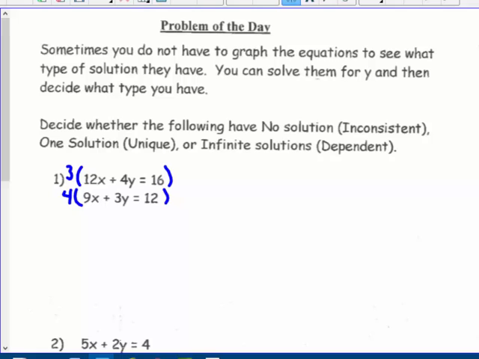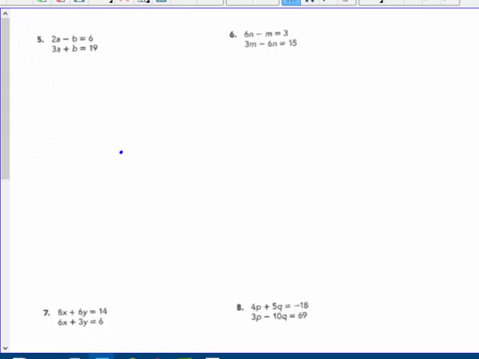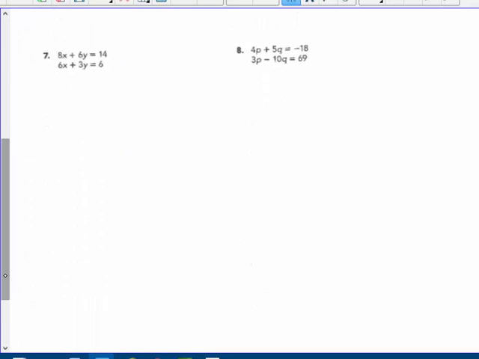I'd like to go back to page 17. I'm going to do number 8. So back to page 17, number 8. Four p's plus 5 q's equals negative 18, and 3 p's minus 10 q's equals 69. Well, I can see that my q's have opposite signs. In order for them to cancel, I would take the first equation and multiply it by 2. So I would get 8p and positive 10q equals negative 36.